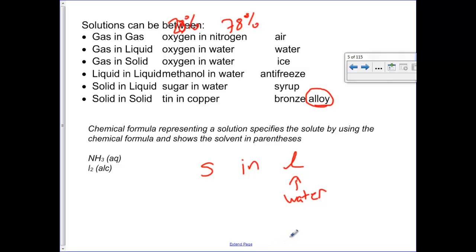Because we're going to dissolve things in water, it's really important to notate that.